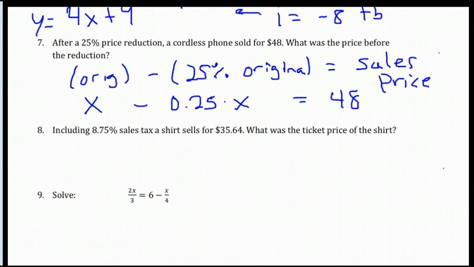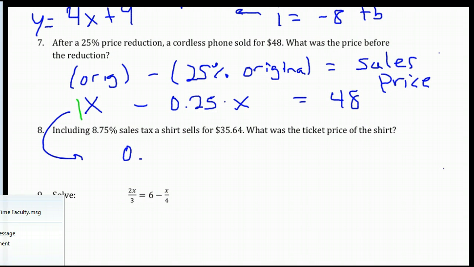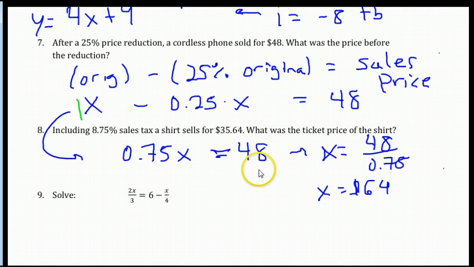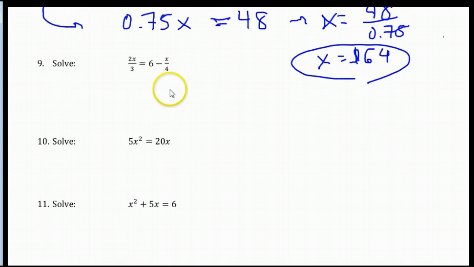Now, in this question, we're going to solve for x by combining the like terms together. In this case, we get 0.75. We take the 1x minus the 0.25x, and that equals 48. So now we're going to divide both sides by 0.75 to get that x is equal to 64. Notice this last equation makes pretty good sense because it's saying you take 75% of your original price, you get the sales price.